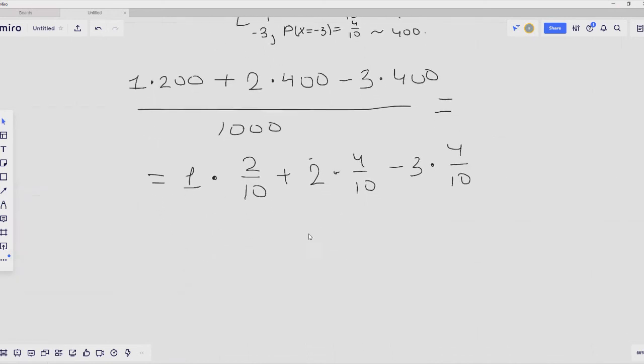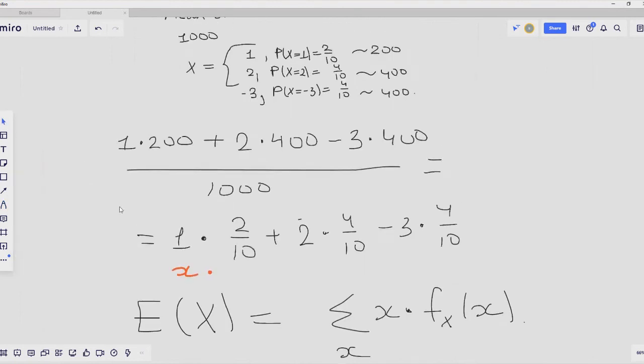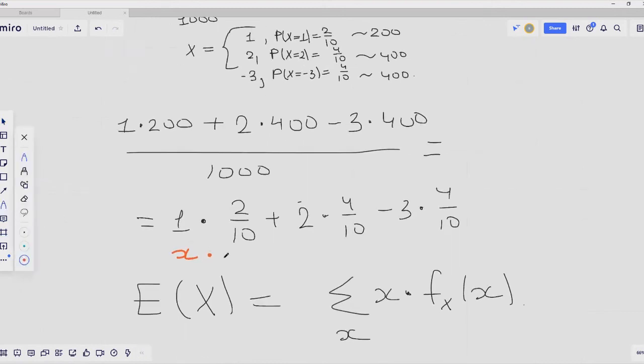Now, what we did here is a calculation of expected value for a random variable. Let's give a definition to expected value of a discrete random variable. Expected value of a discrete random variable is equal to the sum over all values of X, X multiplied by PMF of X. So this is a specific value of our random variable X, which is 1. We multiplied this value by the probability of that random variable being equal to 1, which gives us 2 over 10. So this here is PMF of X. And we summed over all possible values of X.